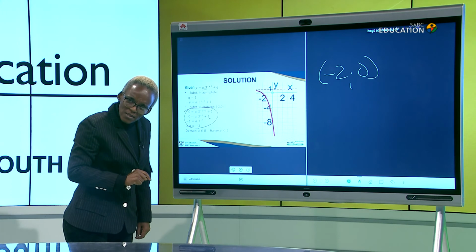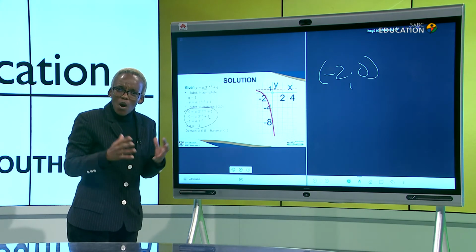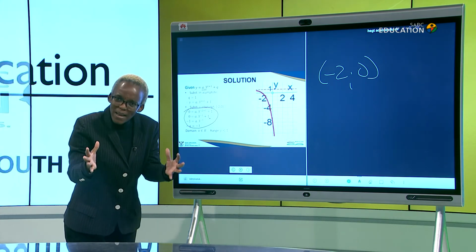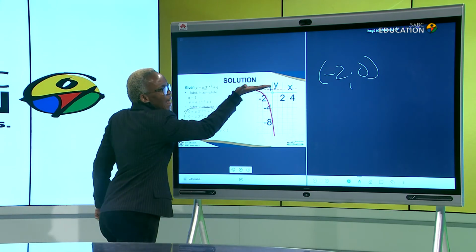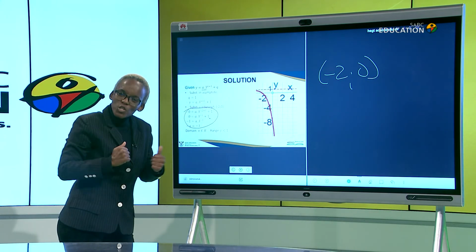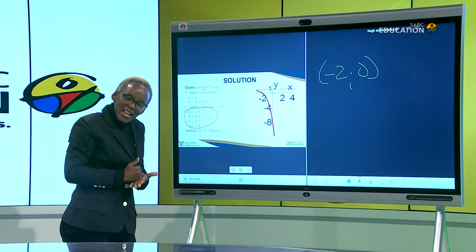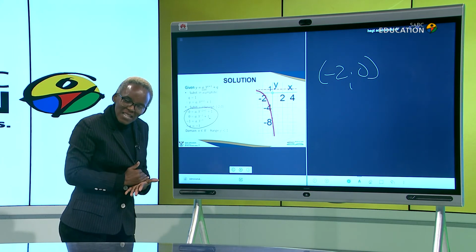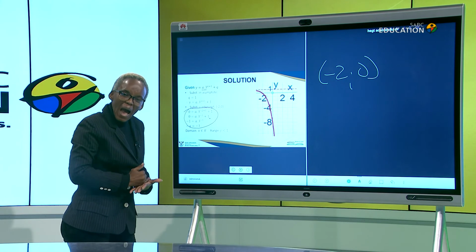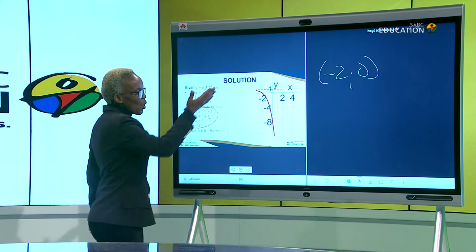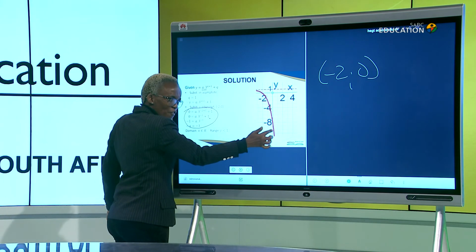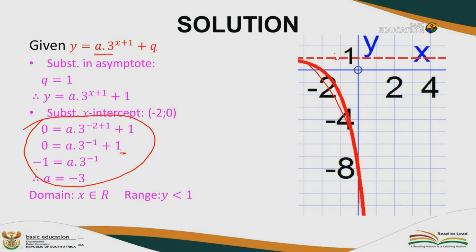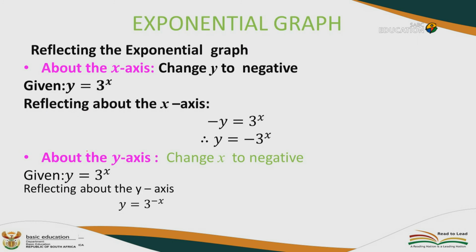And it makes sense for our a to be -3. Why does it make sense? It makes sense because the graph lies below the horizontal asymptote. And we said when a is negative, the graph will lie below the horizontal asymptote. So it makes sense, reading off from the graph, to say, yes, it lies below. Therefore, that is why my a should be negative. That is why you have to analyze your equation. Look at the graph before you do anything.